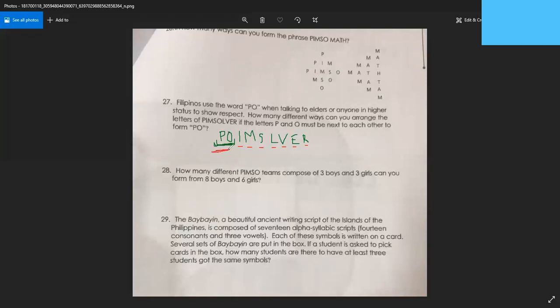Teacher, why did you count PO as only one? There are two letters. PO must come together. They must not be separated. Okay? Now, in that case, since there are 8 letters, that would be 8 factorial. And 8 factorial is actually 40,320. That's it for number 27.